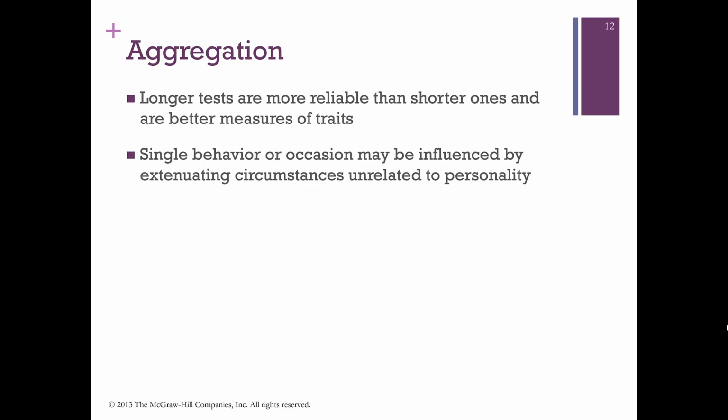Another result of the debate about consistency across situations is the rise of aggregation. Aggregation is defined in your book as the process of adding up or averaging several single observations, resulting in a better measure of a personality trait than a single observation of behavior. Usually, longer tests are more reliable and better measures of traits because you see the patterns that are happening over time rather than what happens in just one instance.